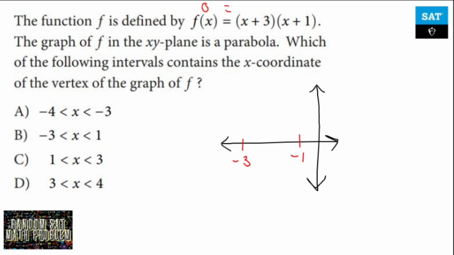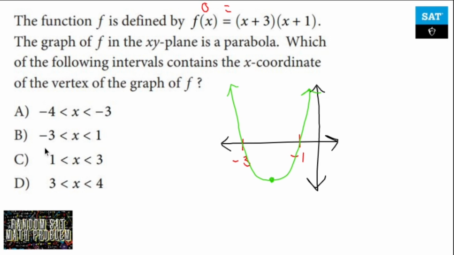This is a parabola. Parabolas take a U shape, and I know I'm going to botch the way this looks, but I will give myself plenty of credit. There's my vertex. Since this is all symmetric, my vertex has to live in between negative 3 and negative 1, no matter what.